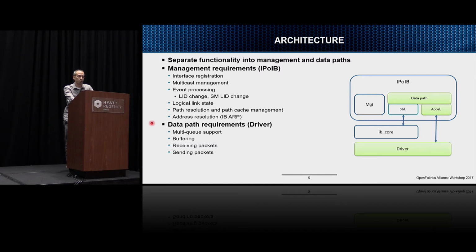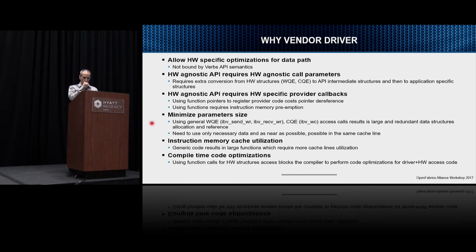In terms of data path, we would like to have the multi-queue support for RSS and TSS, and manage the buffering so we can handle that in an optimized way. Of course, receive and send frames. Why do we see the solution to be vendor driver or vendor code for data path? As I said, to allow hardware-specific optimization, no longer bound by the kernel verbs API, which should be and remain generic.